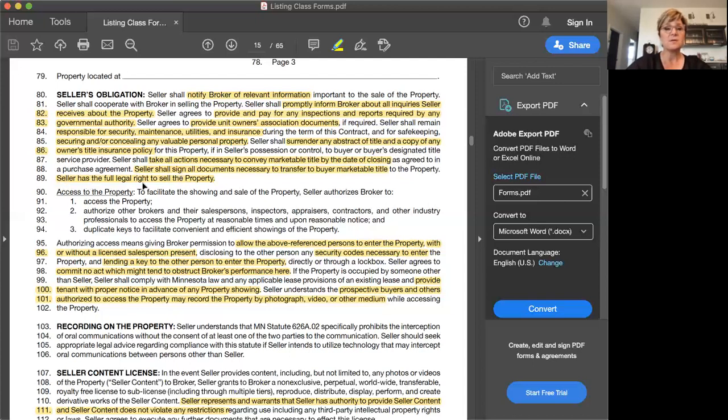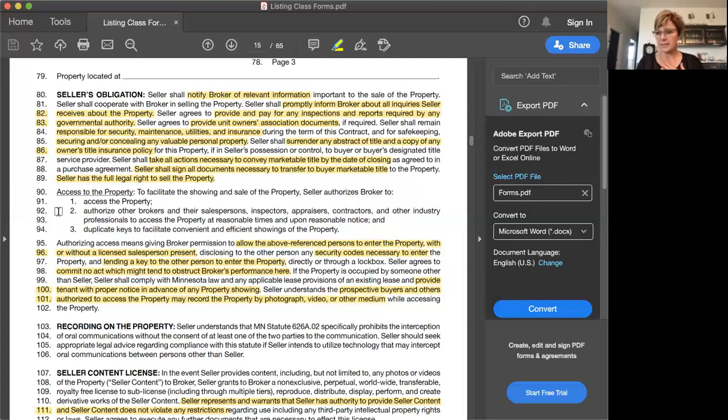And bottom line, the biggest one, line 89, the seller is letting you know that they have the legal right to sell this property. Okay. Now they're also going to grant access to the property. The seller is authorizing you to access the property, to authorize other brokers or inspectors or appraisers to come and do what they need to do through the process. And they're also giving you access or authorization to duplicate keys, right?